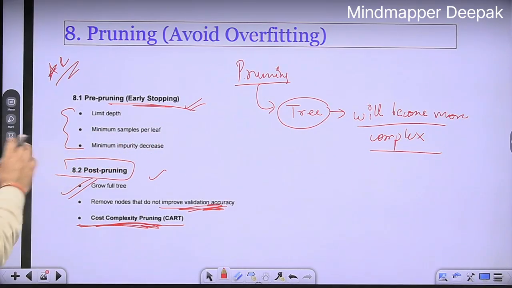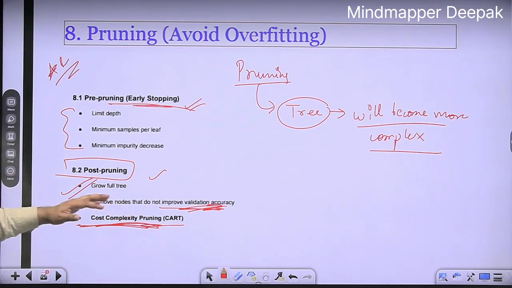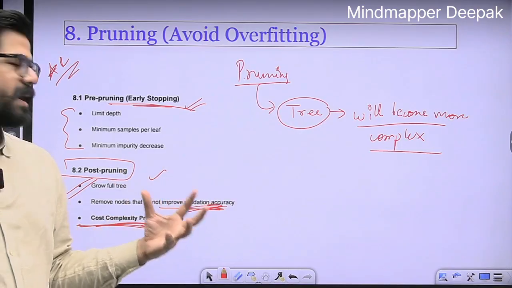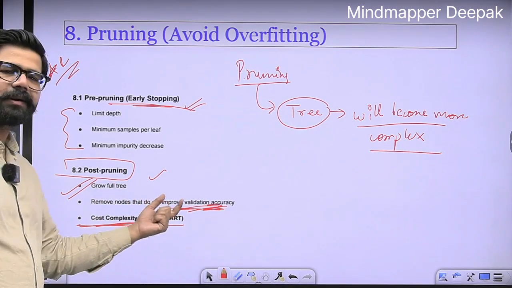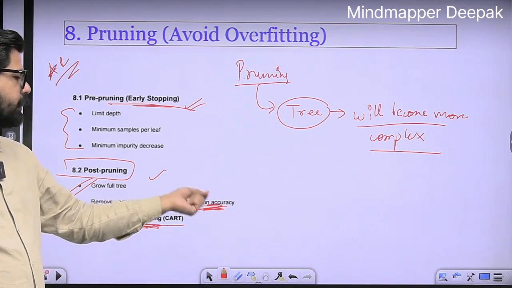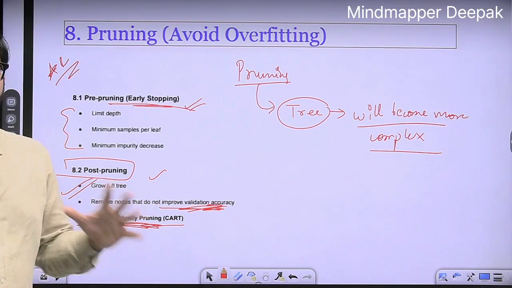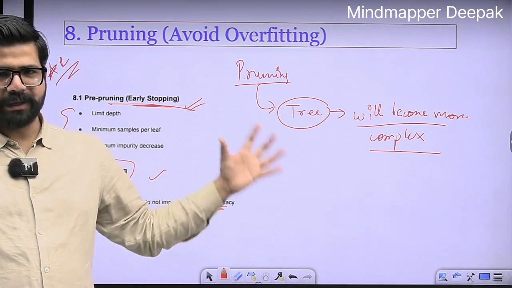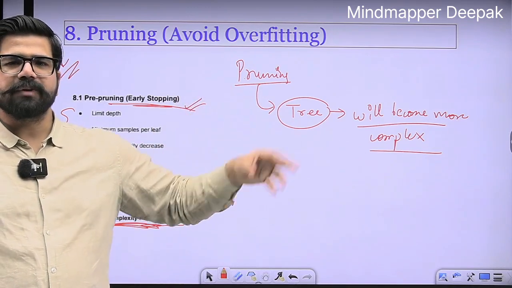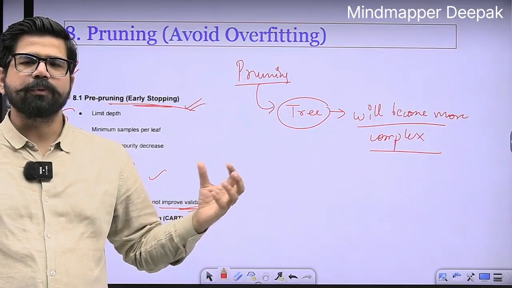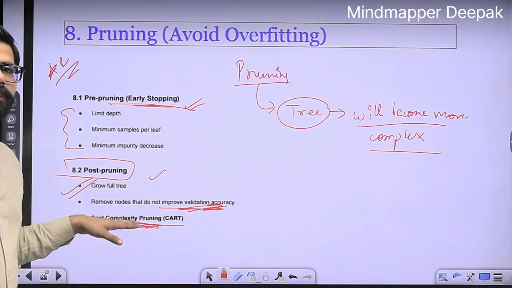For post pruning, you grow your full tree. Now your tree is totally grown. After that, remove nodes that do not improve the validation accuracy. That's why post pruning is done. Pre-pruning can be the initial part. Post pruning is for when the tree you have completely made is not a good tree or impurities are present, then you can go with post pruning.